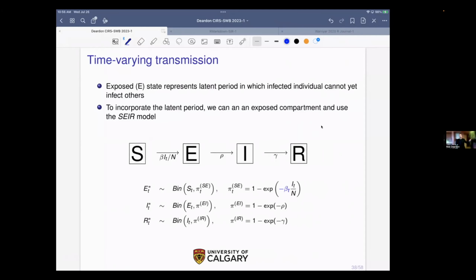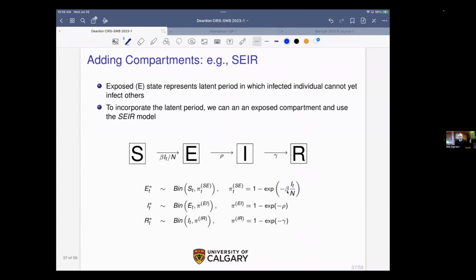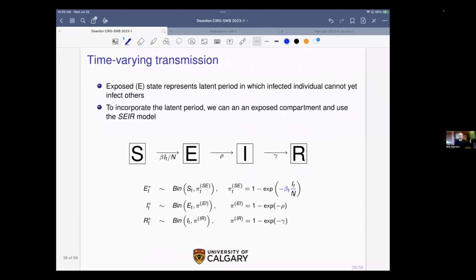Another thing that's very common in these models that I'll just briefly touch on is to make your transmission rate time varying. Right? So all I've done on this slide, if you look at the previous slide, is take this transmission rate, depending on beta times I over N. I've just put a t there to emphasize that that beta t may change over time. Now, why might that change over time?